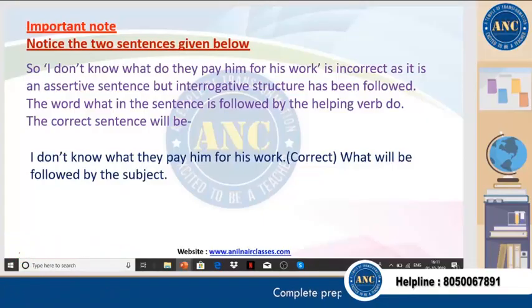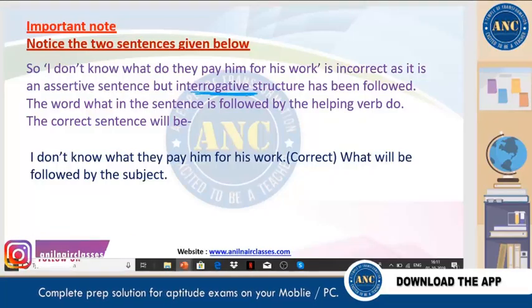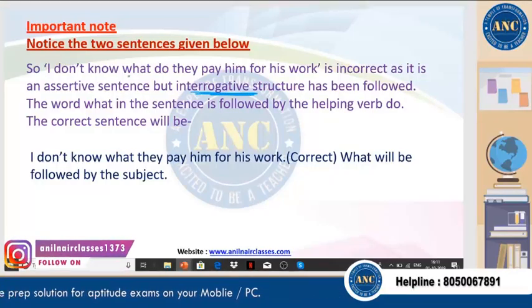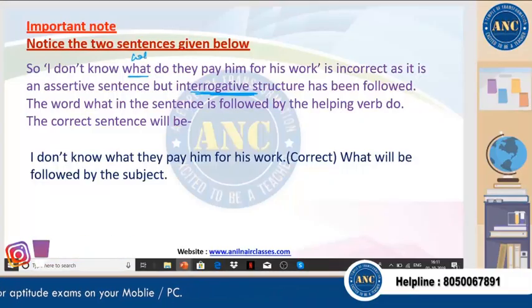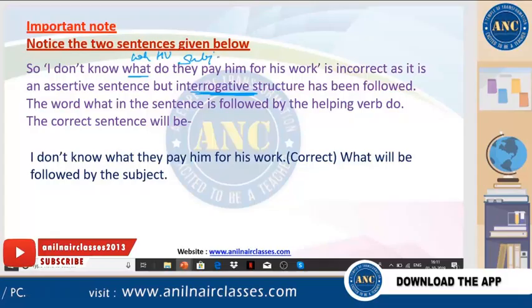For the very simple reason that it's an assertive sentence. See the structure they have used: it is the structure of an interrogative sentence, right? So now what do they say? What is the WH word? Do is the helping verb. They is the subject. And then the main verb is there.